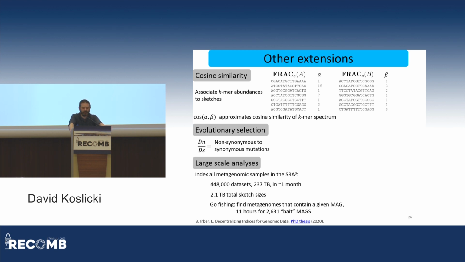And lastly, this is not my work, but I thought it was kind of cool. Luiz Irber, whose PhD thesis committee I was on, indexed every single metagenome in the Sequence Read Archive and made FracMinHash sketches from them. 500,000 datasets, and he was able to compress it down by 2 orders of magnitude. This allows you to answer some really cool questions, like what other metagenomes appear in other samples in the Sequence Read Archive in a very short amount of time.